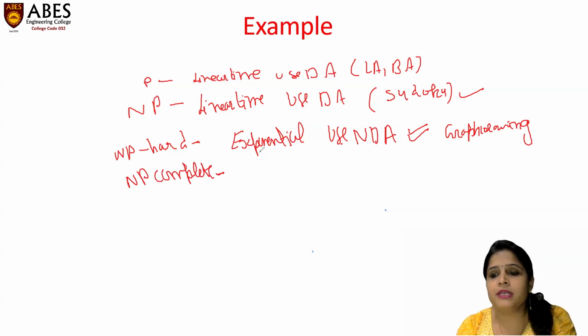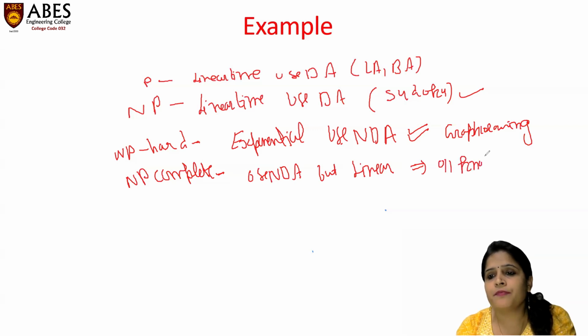What is the NP complete class? NP complete class problems are those problems which use a non-deterministic algorithm, but whose execution time is linear. So these kinds of problems come in the category of NP class problems, like 0/1 knapsack. This is all about these four classes.